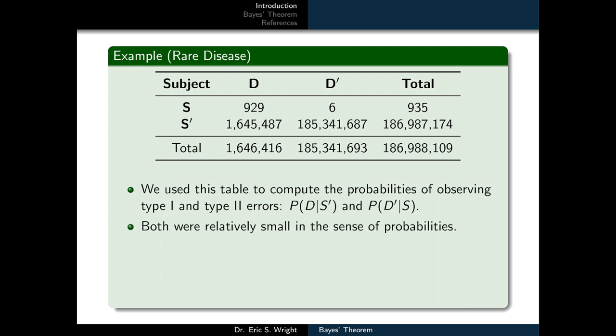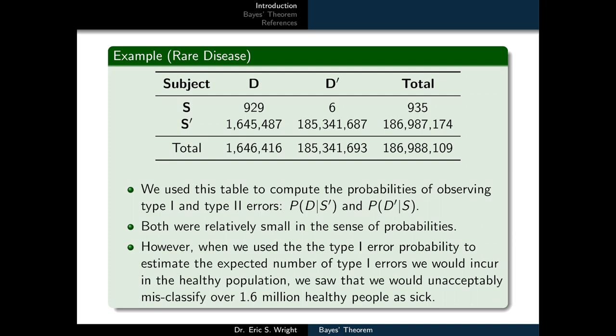Both the type 1 and type 2 error rates were relatively small in the sense of probabilities. However, when we used the type 1 error probability to estimate the expected number of type 1 errors we would incur in the healthy population, we saw that we would unacceptably misclassify over 1.6 million healthy people as sick.